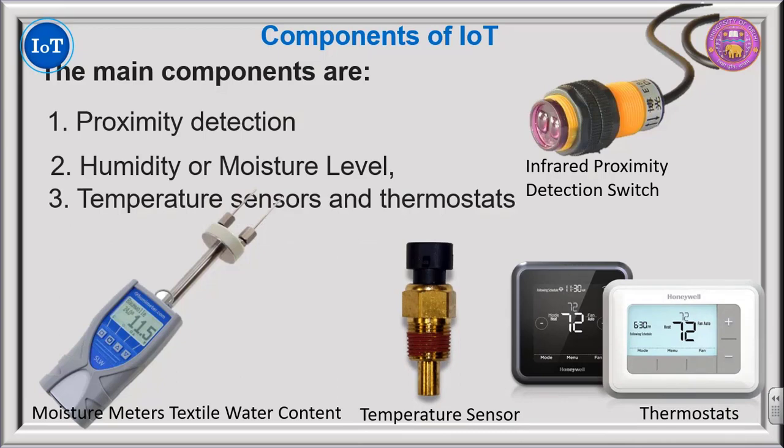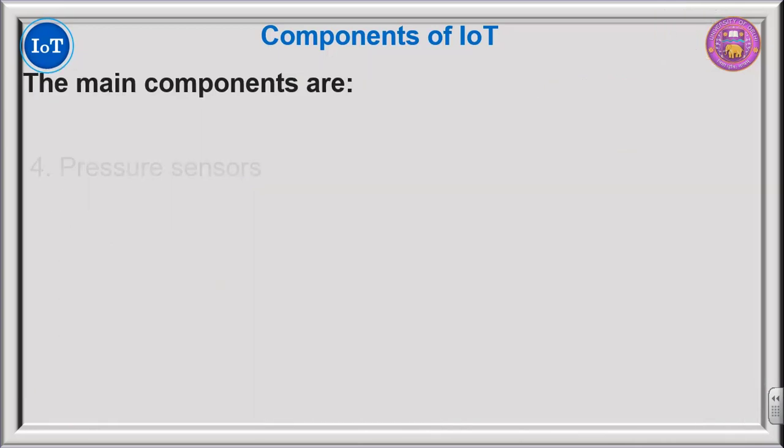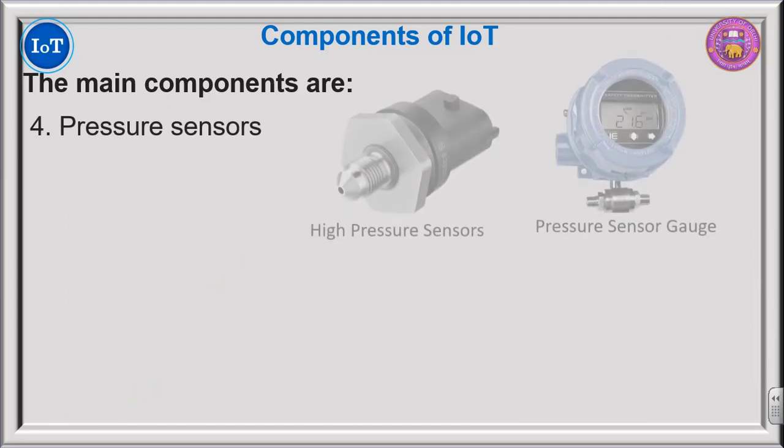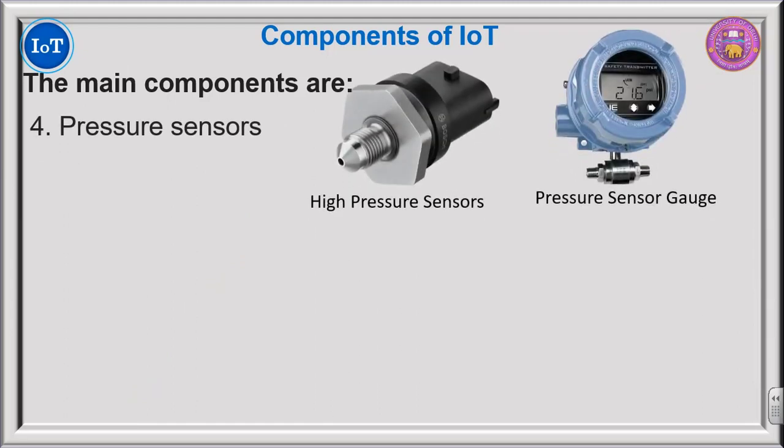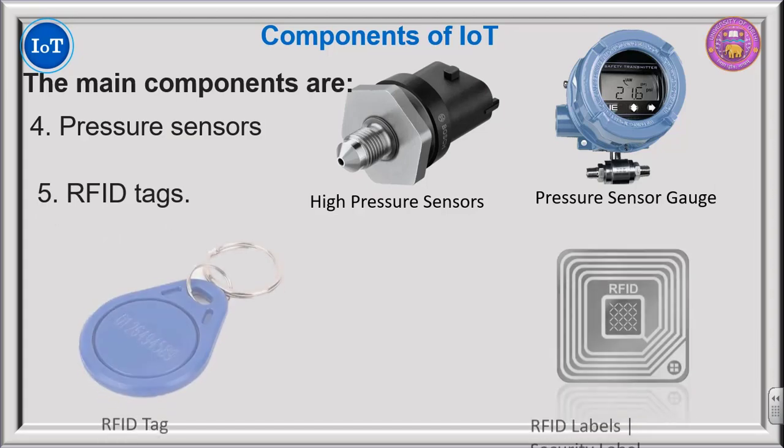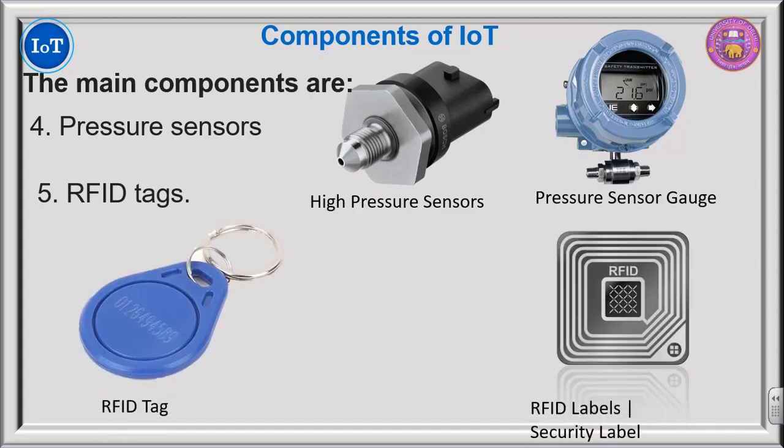Then the third one is temperature sensors and thermostats. The fourth one is pressure sensors. These are high pressure sensors or pressure sensor gauge. The fifth one is radio frequency identification tags. These are the security level radio frequency identification tags.